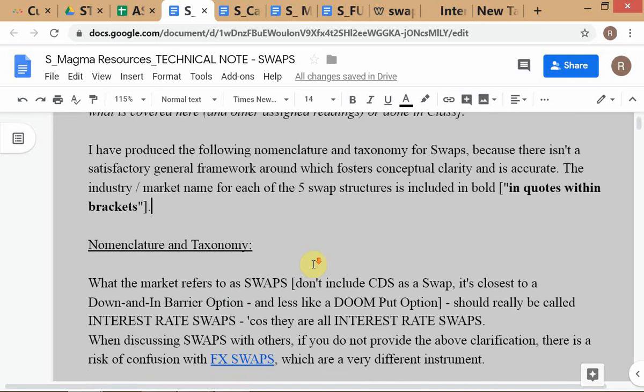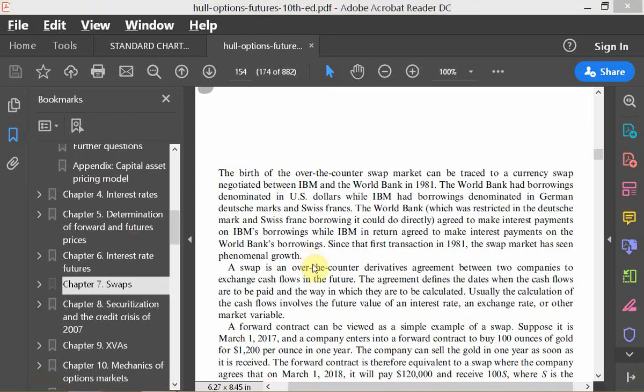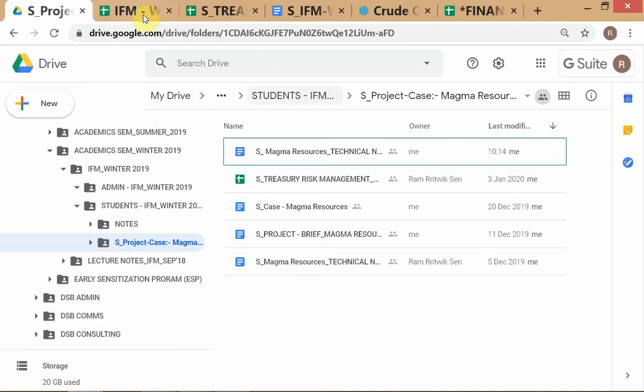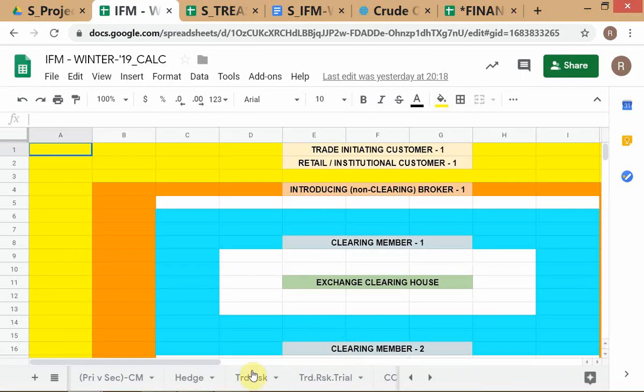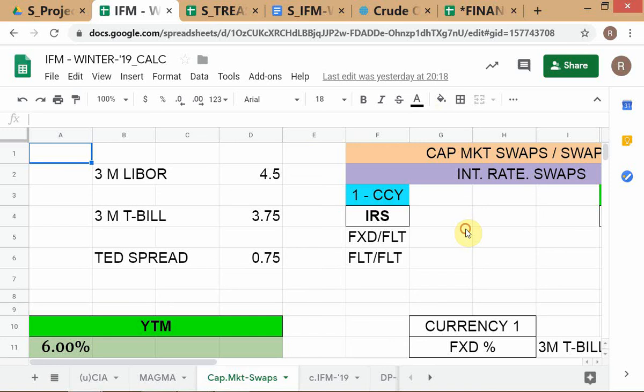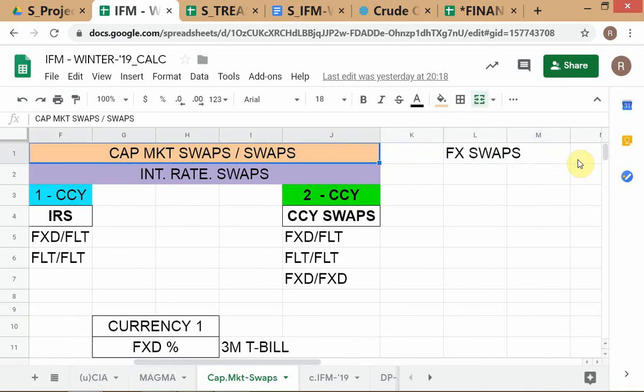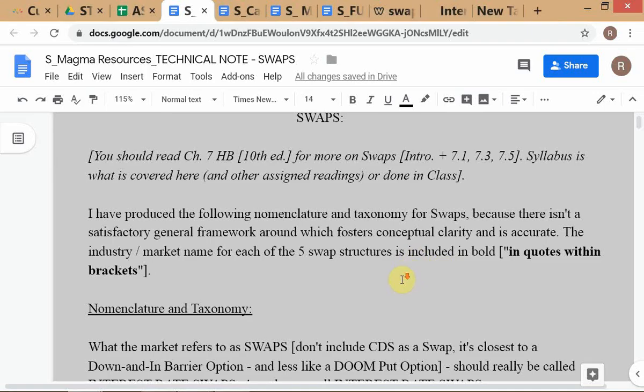Where have I written this? Let's refer to your working note. This is also important. Here in your calc file. So what we actually want to do is classify. This is the high level classification. Actually this should be FX swaps, we call it. This classification should be in this note.